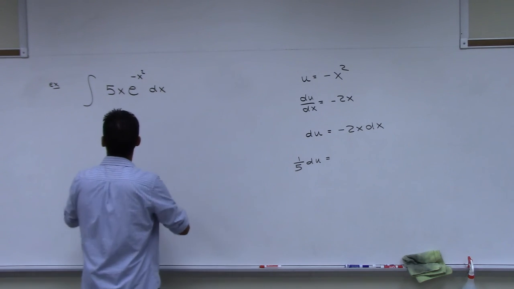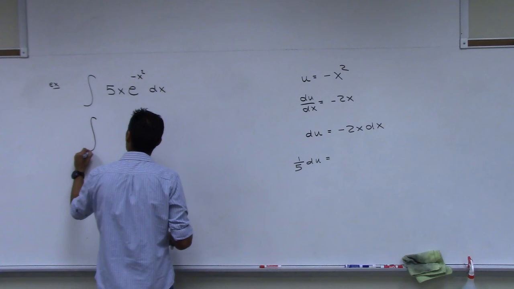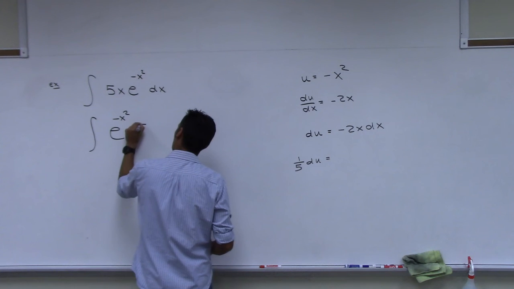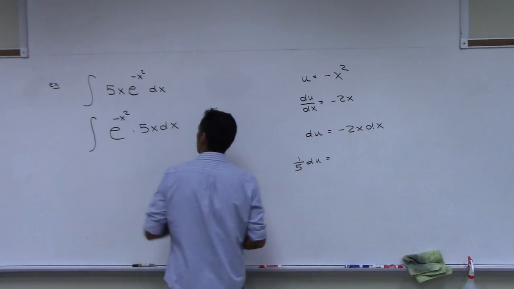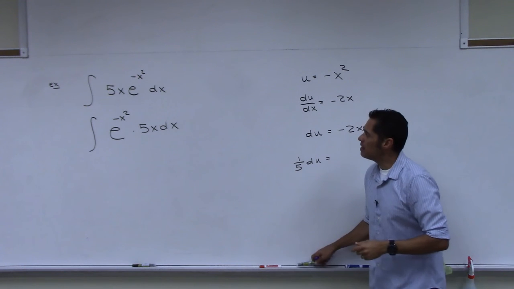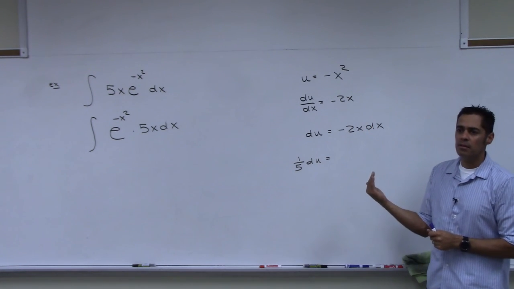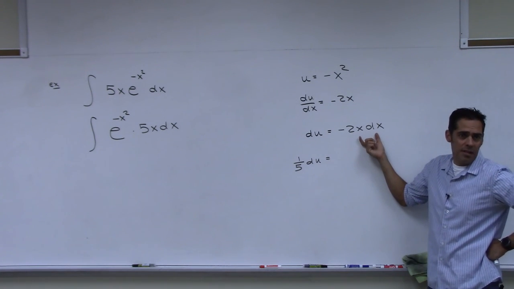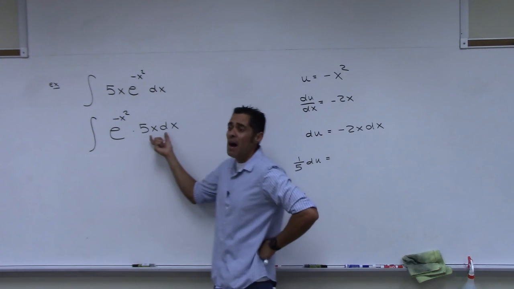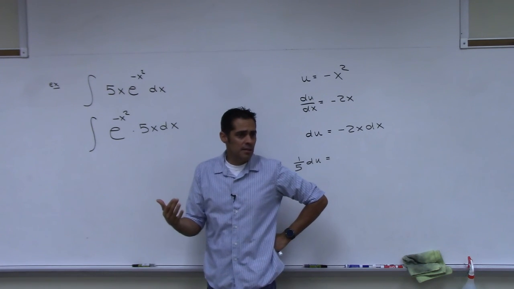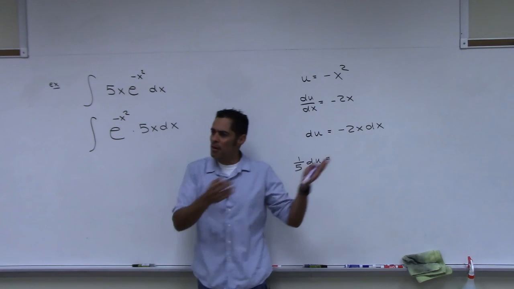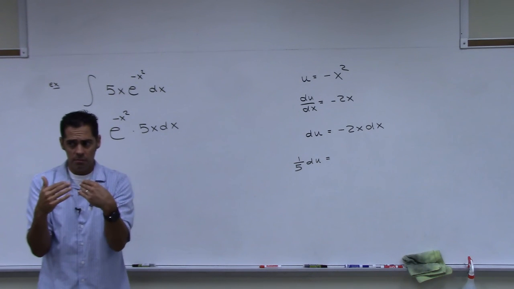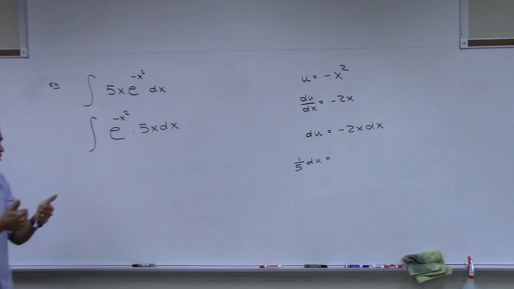Everyone pay attention to this. Let me rewrite the original problem. I just moved that 5x that was in front of the e to the negative x squared. I just moved it to the back, right? We have a negative 2x dx. What appears in the problem is a 5x dx. We are off by a constant, right? This one has a 5, that one has a negative 2. That's still just off by a number, right? Yes? That's okay.